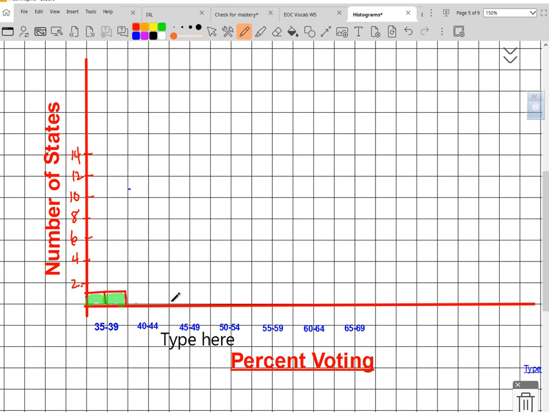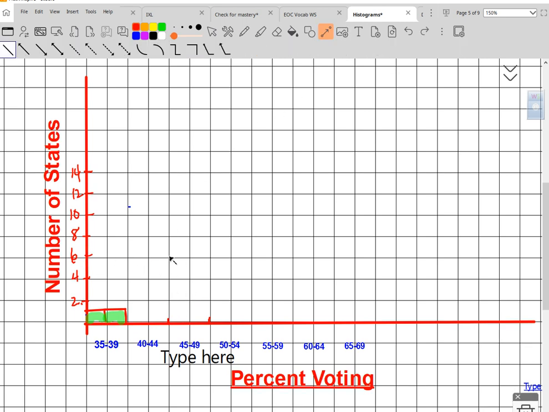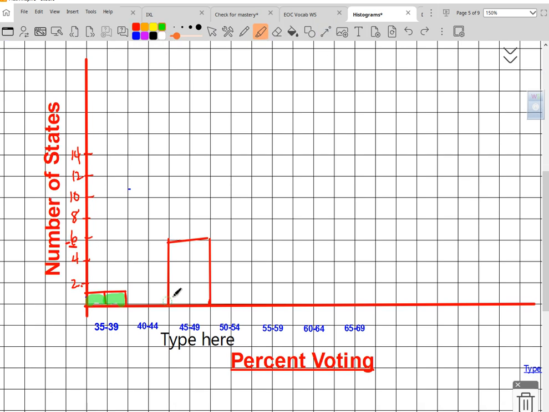Right. So that's going to be a 0, but now our next bar is going to be this wide, and it's going to be 6. So 6 over here. So that is the width of my bar. Goes up to the height of frequency 6, and we're going to color it in.